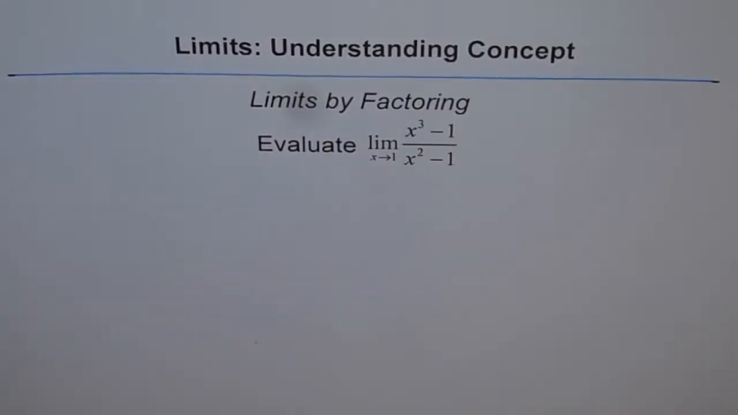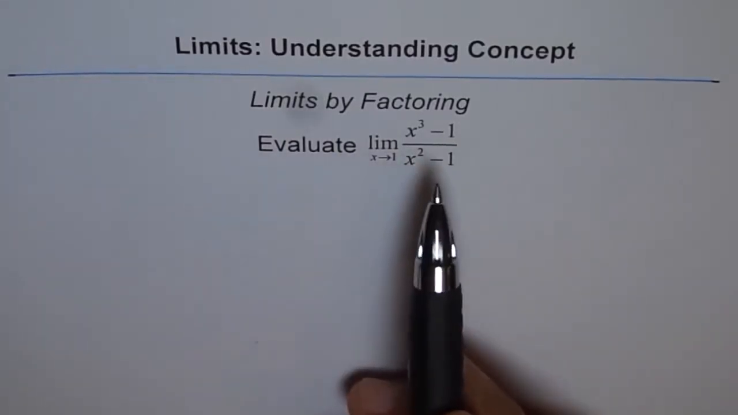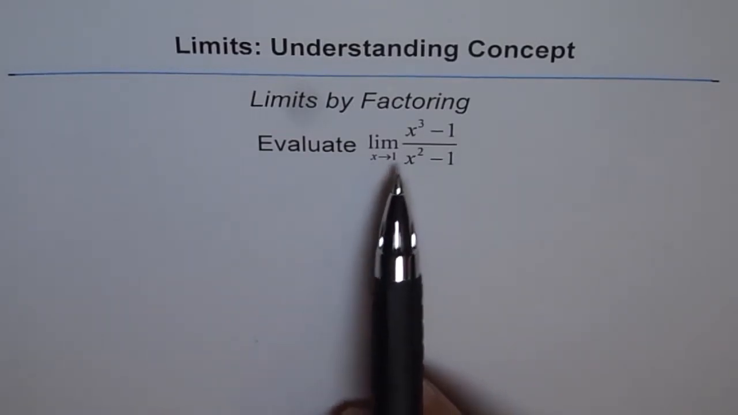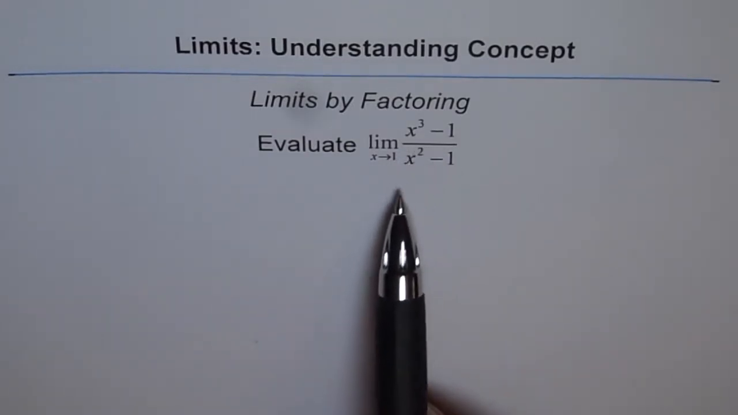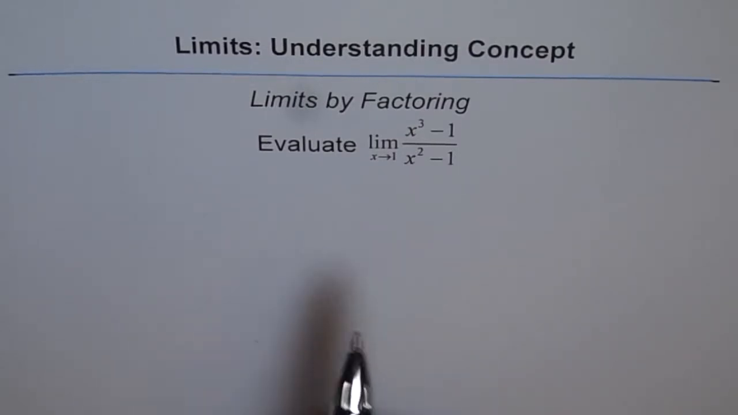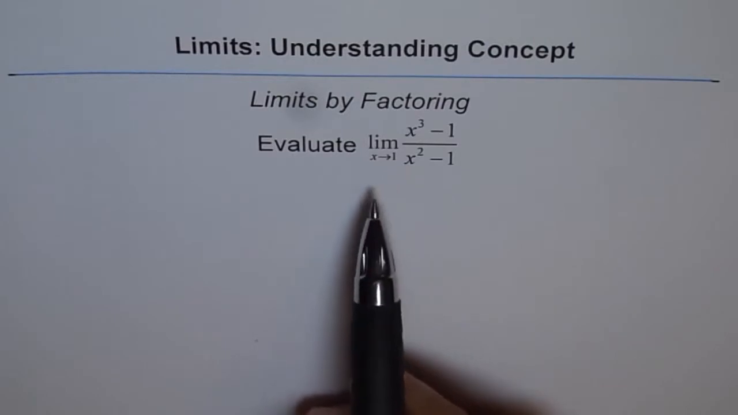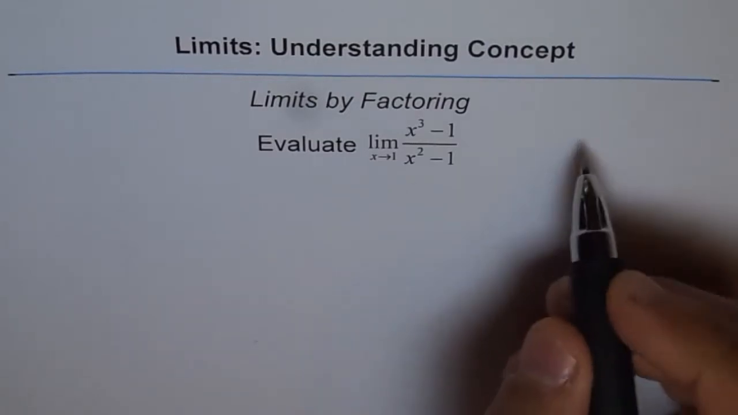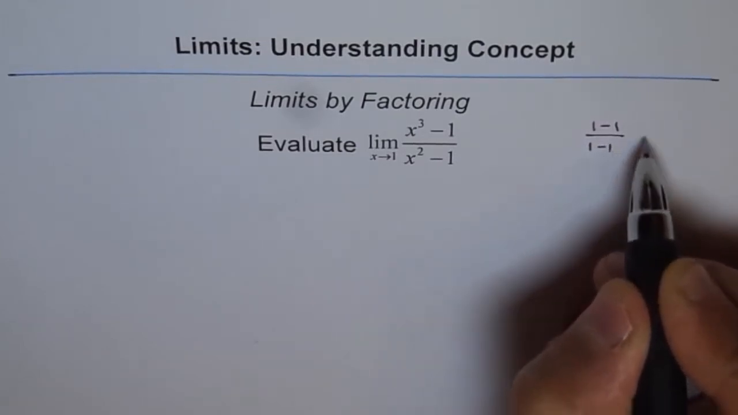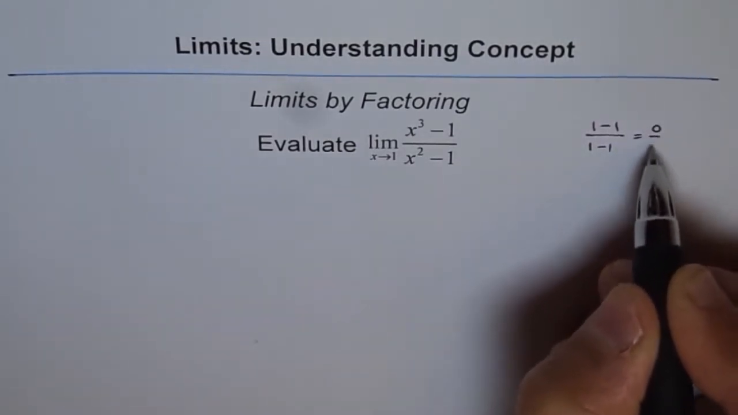Limits, understanding concepts. Limits by factoring. Evaluate the limit of x cubed minus 1 divided by x squared minus 1 when x approaches 1. So let's first substitute x equals 1 and see what we get. So we get 1 minus 1 over 1 minus 1, which is 0 over 0.